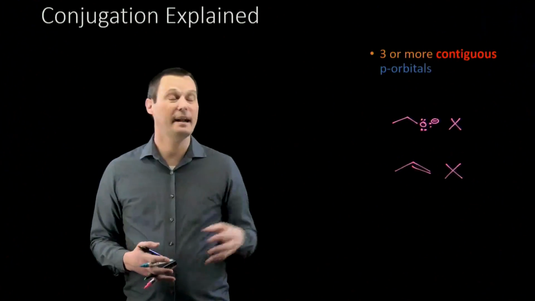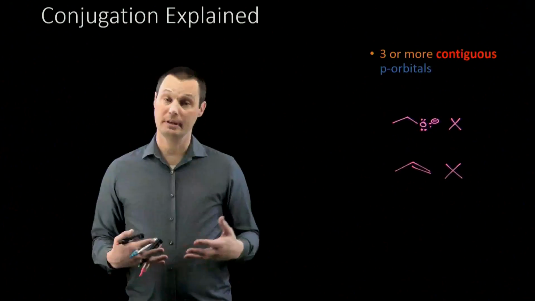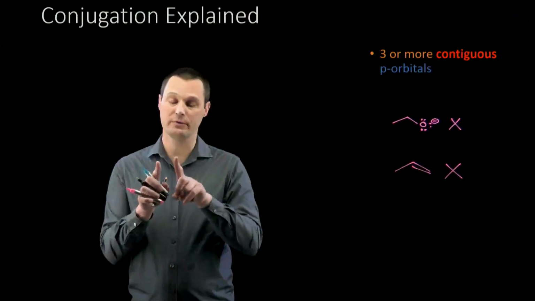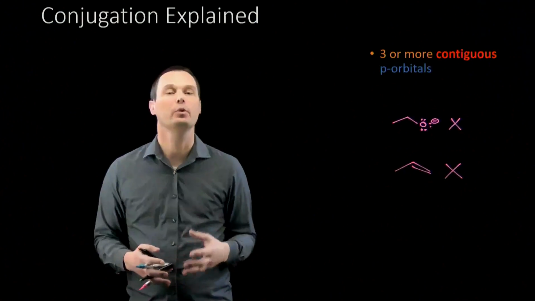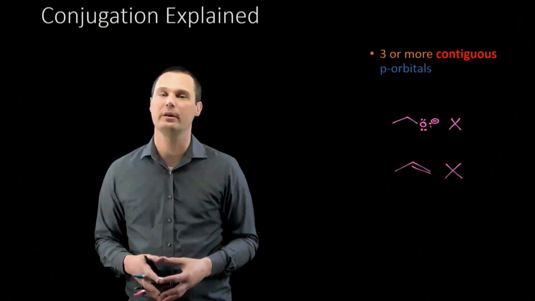If we just have an isolated alkene, this molecule is also not conjugated. It does have p orbitals. The pi bond is comprised of 2 overlapping p orbitals, but only 2. We only have 2 p orbitals, and so we would not consider this molecule to be conjugated.